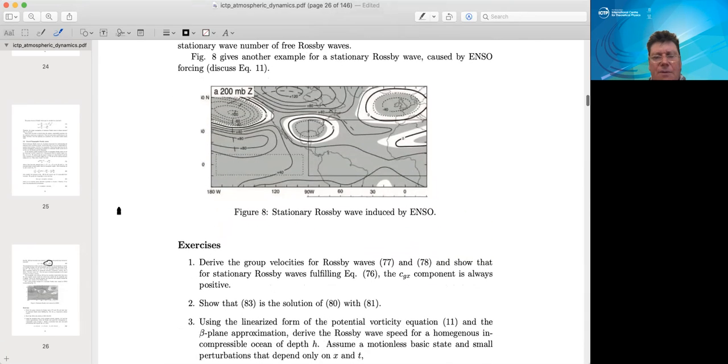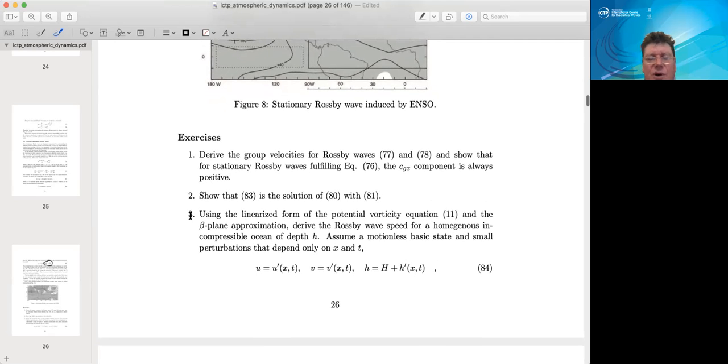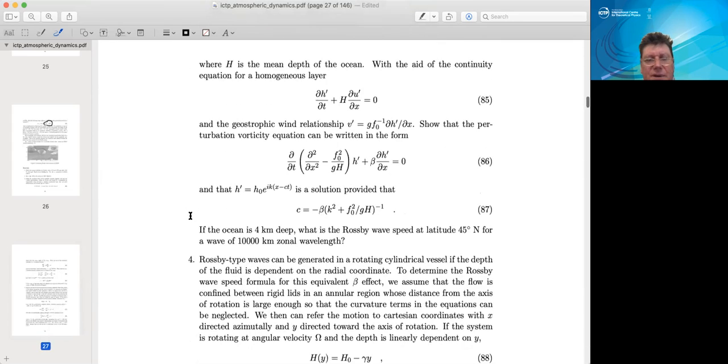So I will just lead to the now to tell you what exercises you can actually do for the next lecture, and the ones that I don't encourage you to do. So exercise number one is very useful. I encourage you to do, as is exercise number two. Exercise number three, I think, is also very useful. It's transforming our problem into a real ocean problem for Rossby waves.